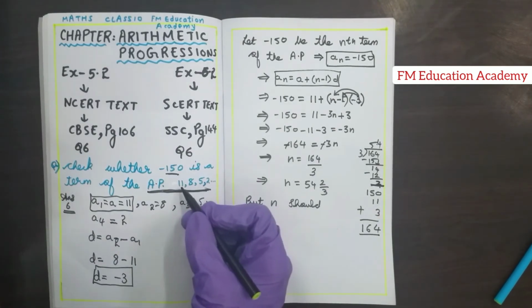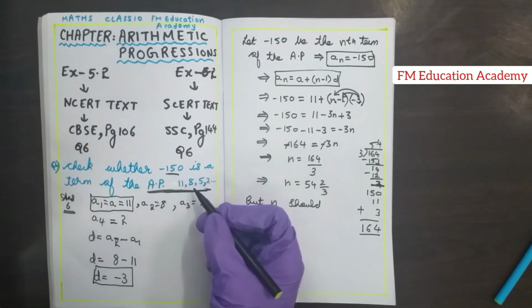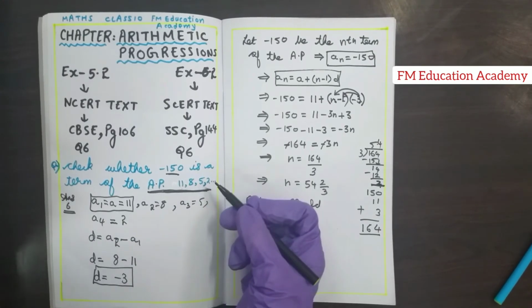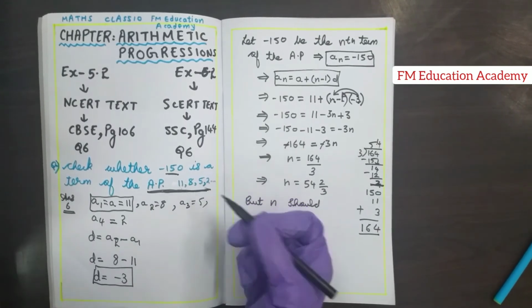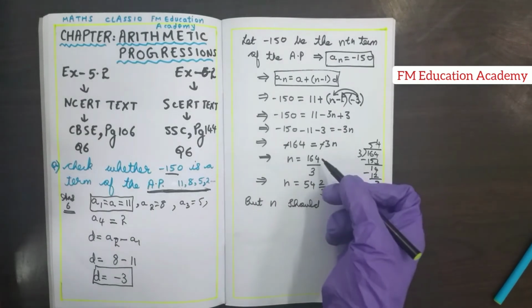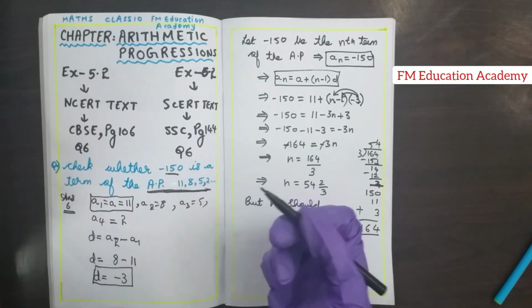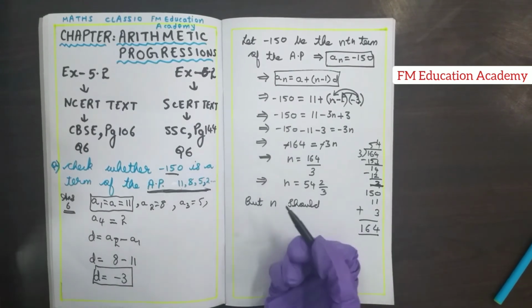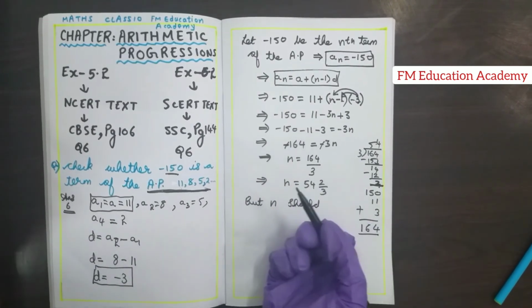Because even if I am given the series, for example 11, 8, 5, 2, I cannot say 51 by 3 terms are present in the series. How can I say 51 by 3 terms are present in the series? Similarly, I cannot say 164 by 3 terms are present in the series. We know that in decimals we cannot specify whether terms are present or not. Decimals and fractions both are same.